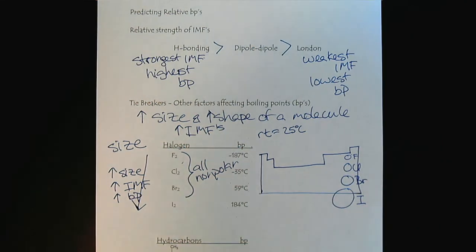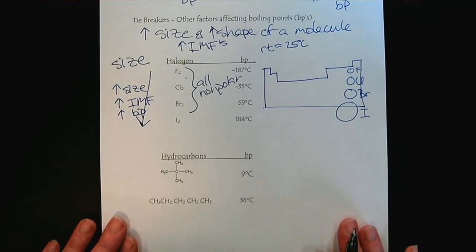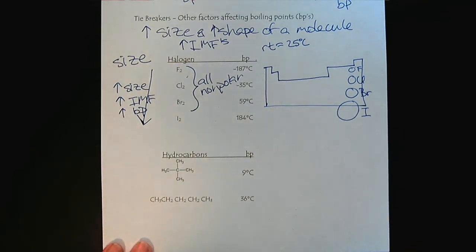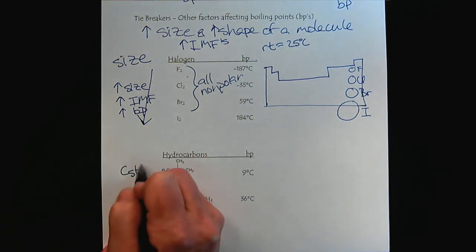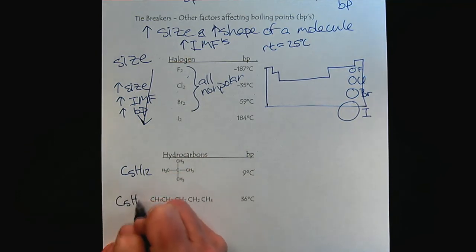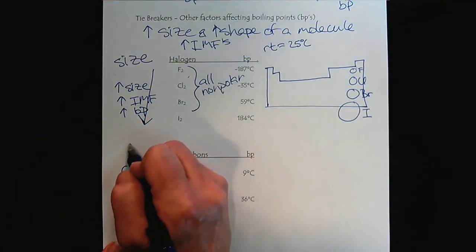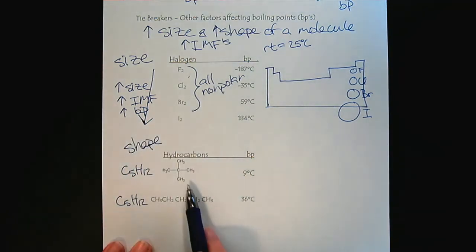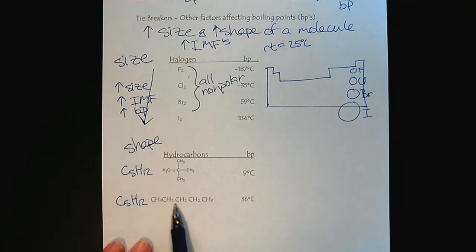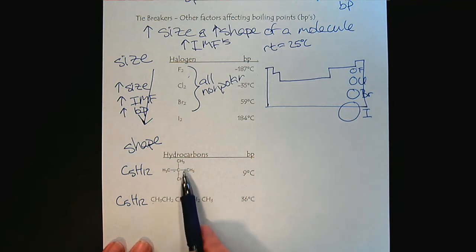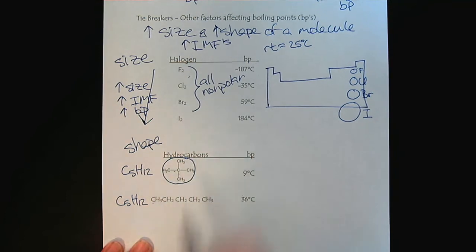Now, what about shape? If we look at these two molecules here, they both are technically the same size in the sense that they're both C5H12. Both molecules are comprised of the same number and type of atoms. So this is an example of shape. When we branch the molecule, so having the carbons, here the carbons are in a straight chain, one after another. Here we have carbons branching off of each other. So notice this creates a very spherical molecule.